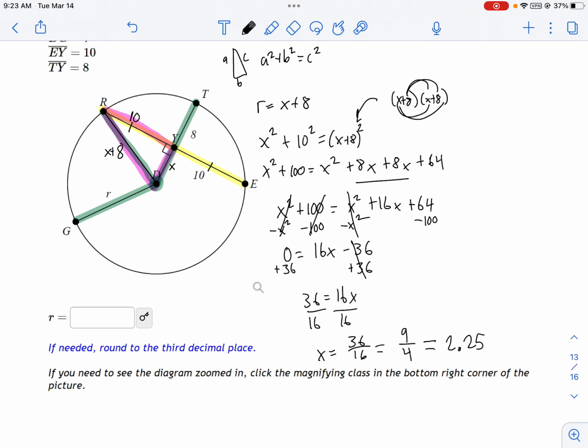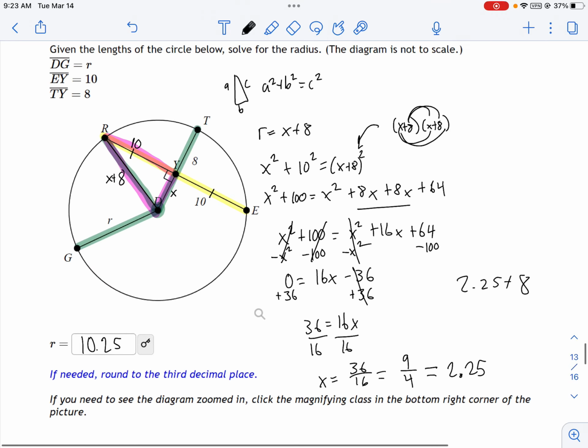So x plus 8 was the radius, right? We just solved for x. x is this length right here. But we didn't want x, we wanted r. Remember back up here, we said r was x plus 8. So all I have to do is take our 2.25 and add 8 to it. 10.25 would be your radius. Oh man, directions are important. 'Tis why we read them. All right, now at this point you are officially done, and that would be your true radius.